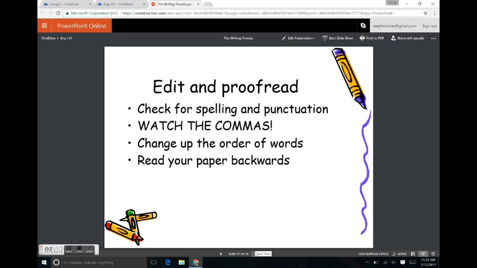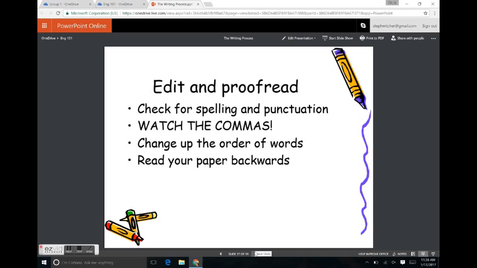Okay? Finally, you could change up the order of words if you see repeat words, things like that. This is the time to change those things. And then finally, may I suggest that you read your paper backwards. That is, you start with the very last word, then the second to last word, then the third to last word. So you're actually reading right to left instead of left to right. And you start at the very end of your paper and work to the very beginning.